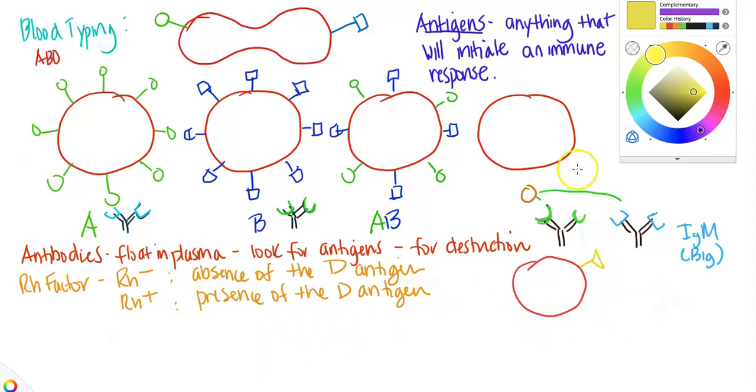There are antibodies that go against this one. Antibodies for that. These antibodies are what are called IgG antibodies. And they're smaller. They're small and they can cross the placenta.